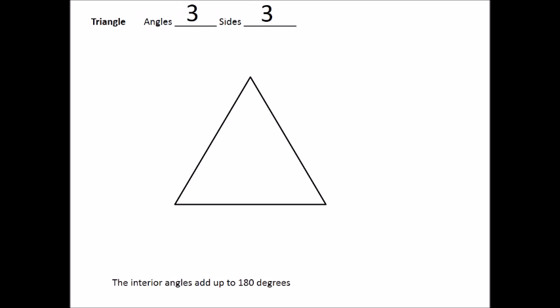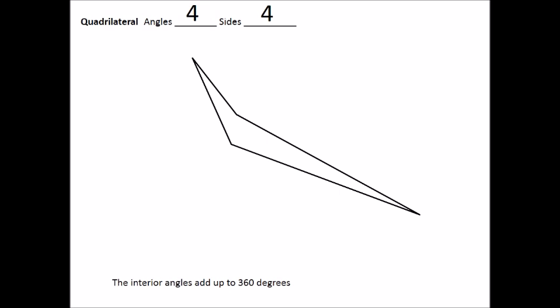I'm going to find out there's stuff in common later, but I can never pronounce this word. Quadrilaterals. I can only say it slowly. So quadrilaterals have 4 angles and 4 sides. The interior angles add up to be 360 degrees.